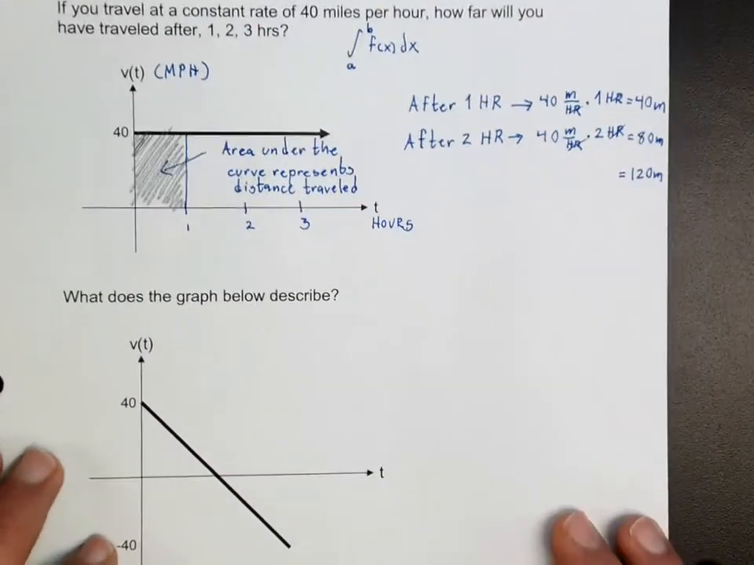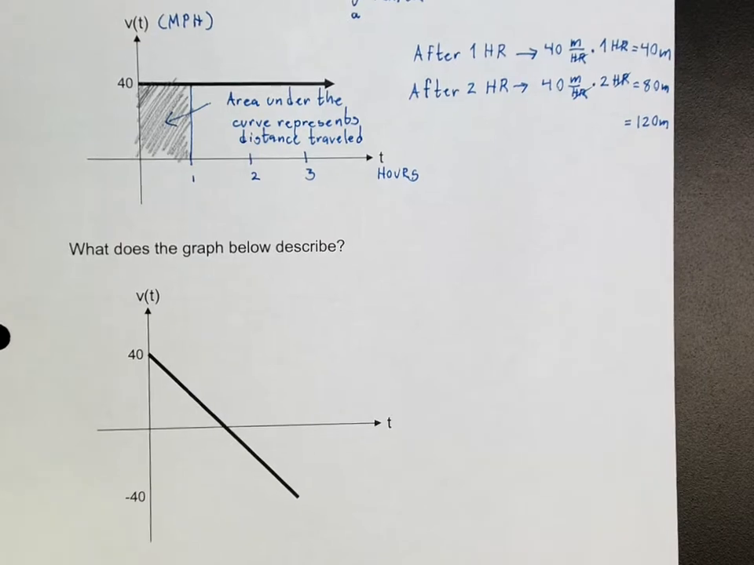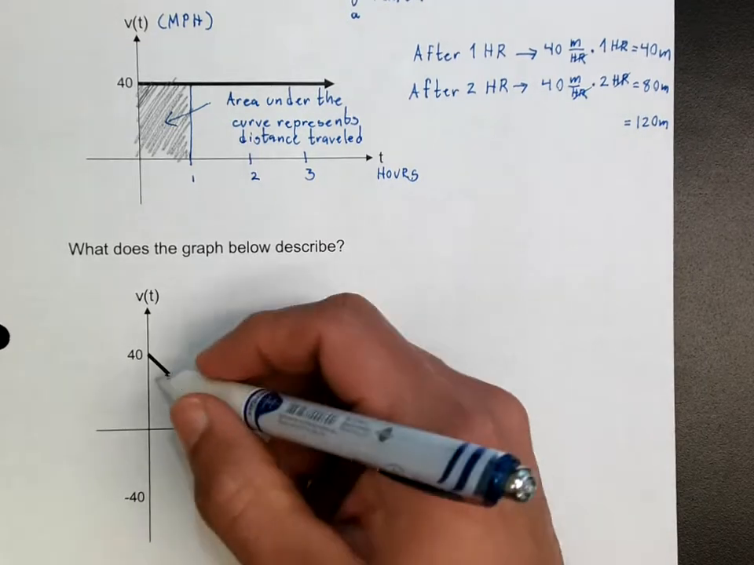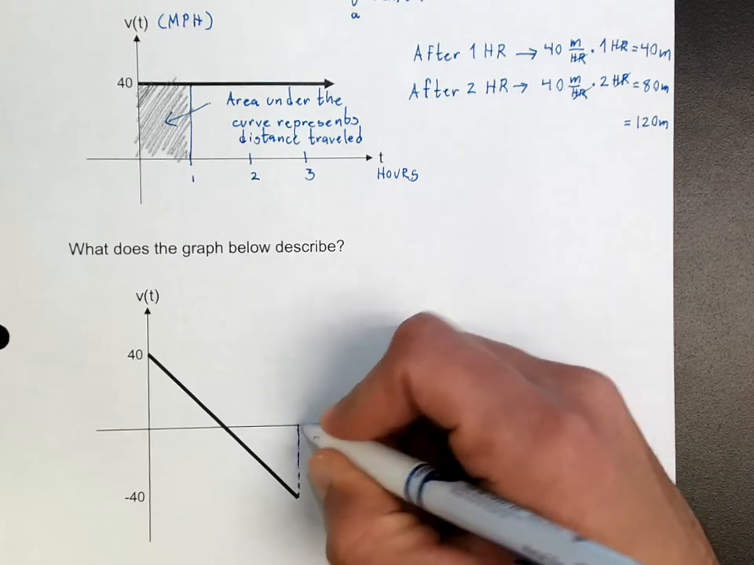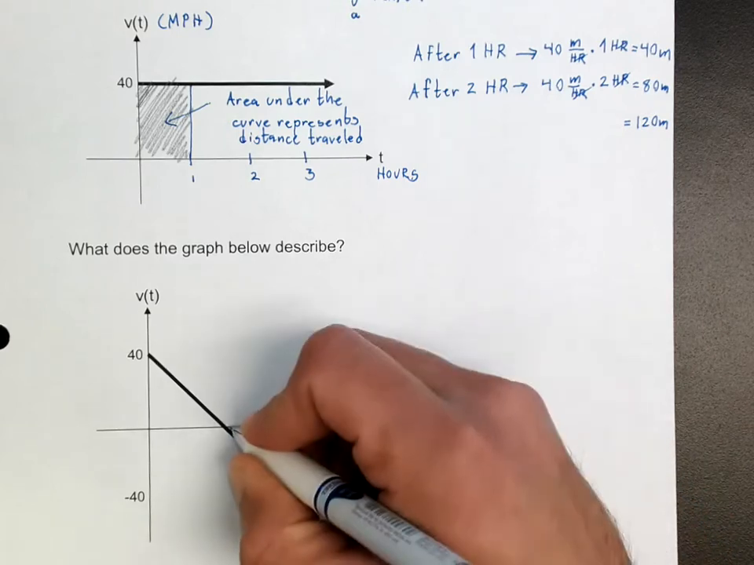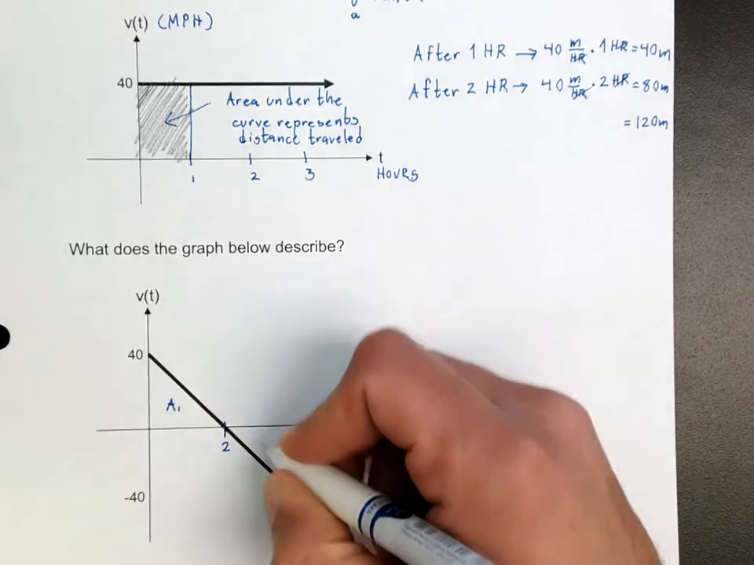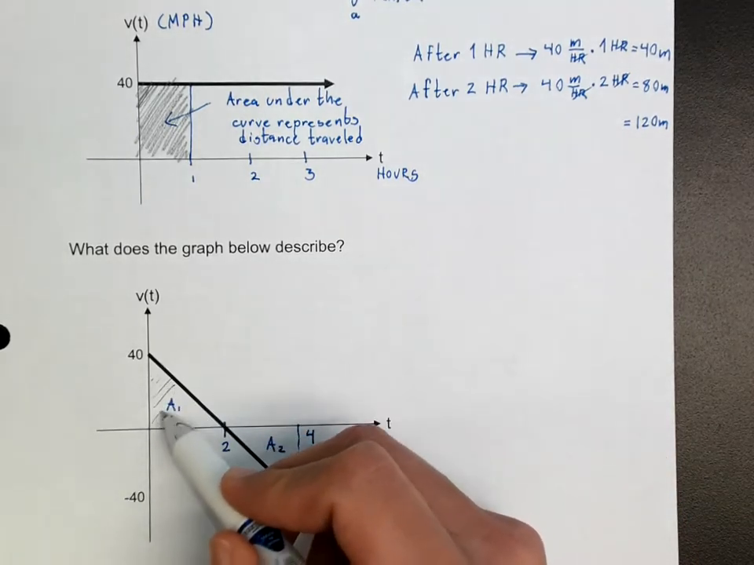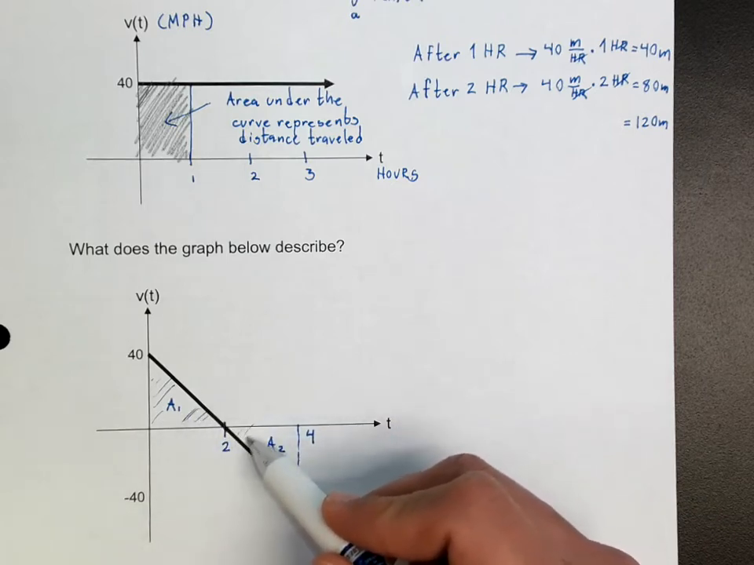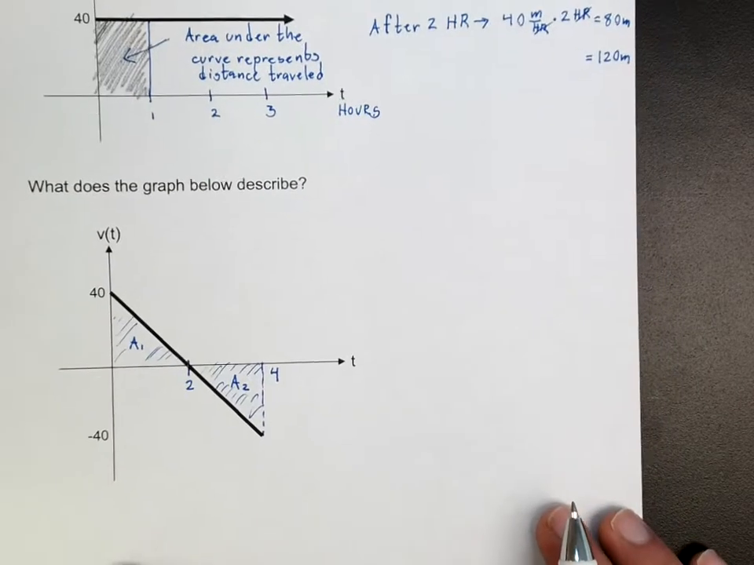Okay, now on the next thing, it says what does the graph below describe? I'm not really sure what they're looking for here, but the area under the curve on this one and this one, let's put some numbers on here so this hopefully makes more sense. If this was 4 and that was 2, we're going to call this area 1, we're going to call this area 2. Again, we'll be looking for the area under the curve, or in this case, above the curve. So that area right there, okay?